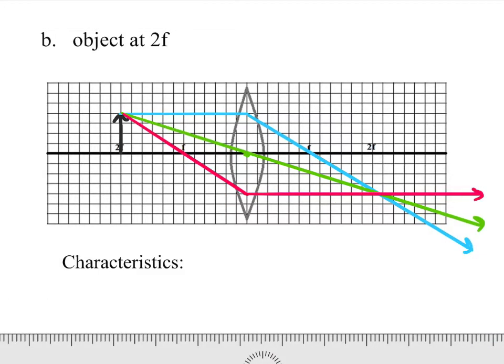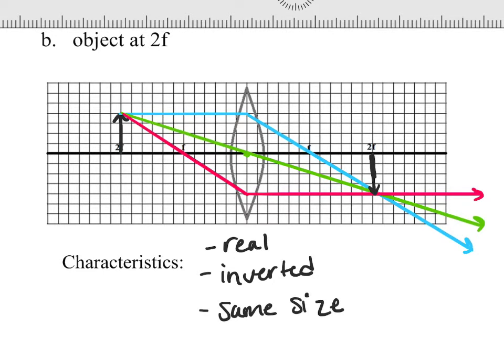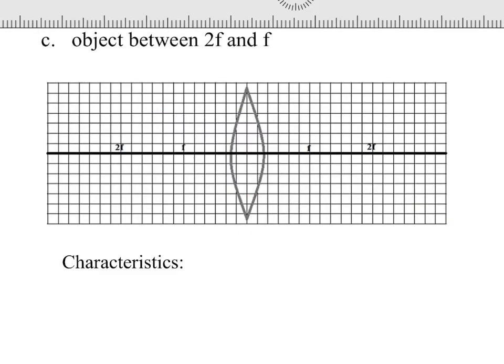Don't worry if you don't get them perfect. Sometimes they are a little bit off. But don't worry about it too much. So this is a little over here, but what's actually supposed to be happening is a perfect intersection at 2F. So what's happening is this is the same size, but it's just inverted, right? So it's real, inverted, but it is the same size. Okay, so that's when you have something at 2F.